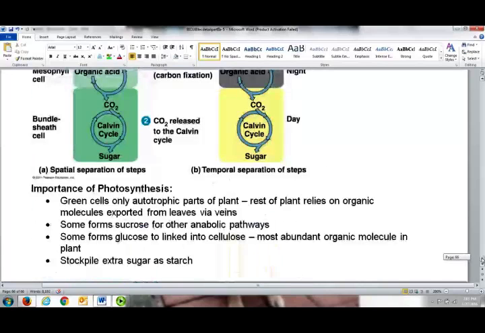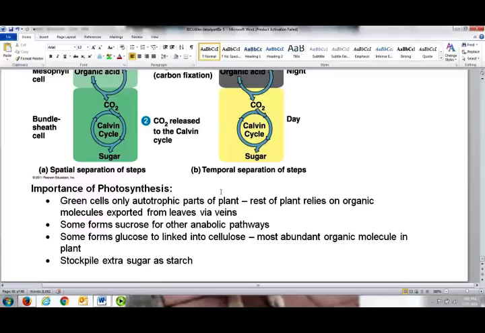So this is just showing here a comparison of C4 plants, who have spatial separation of the steps, with the CAM plants, who have temporal or time separation of the steps. So photosynthesis is important.